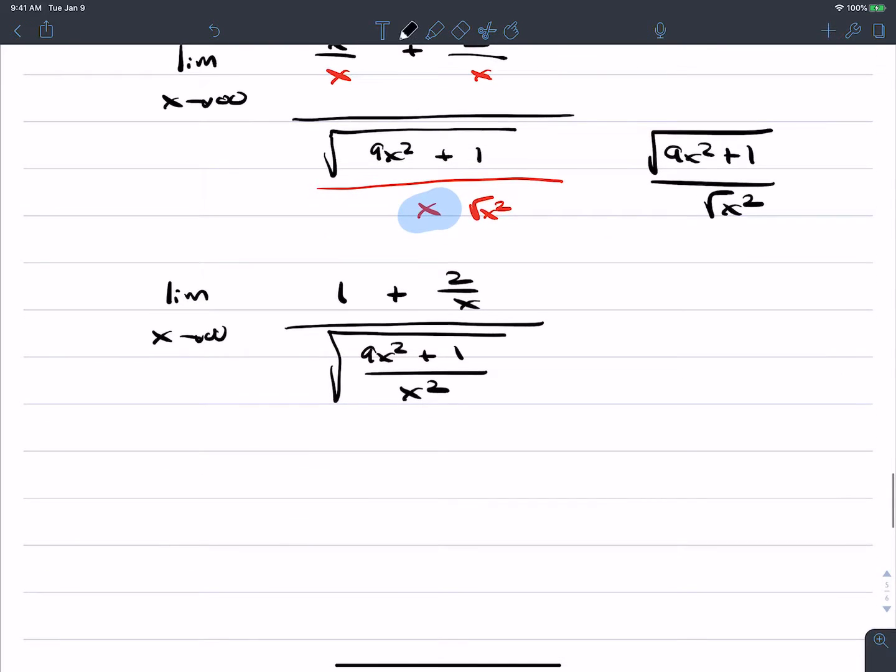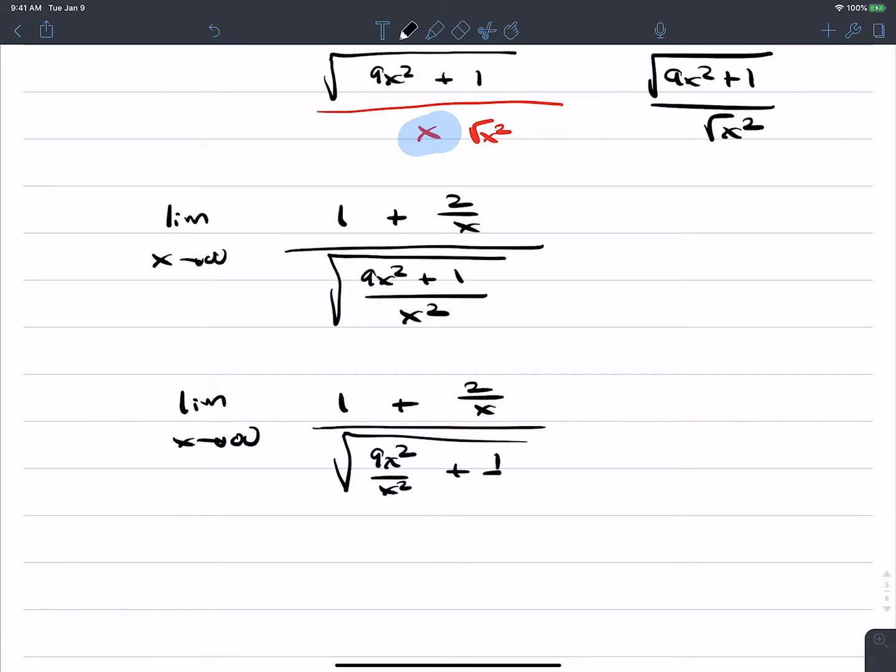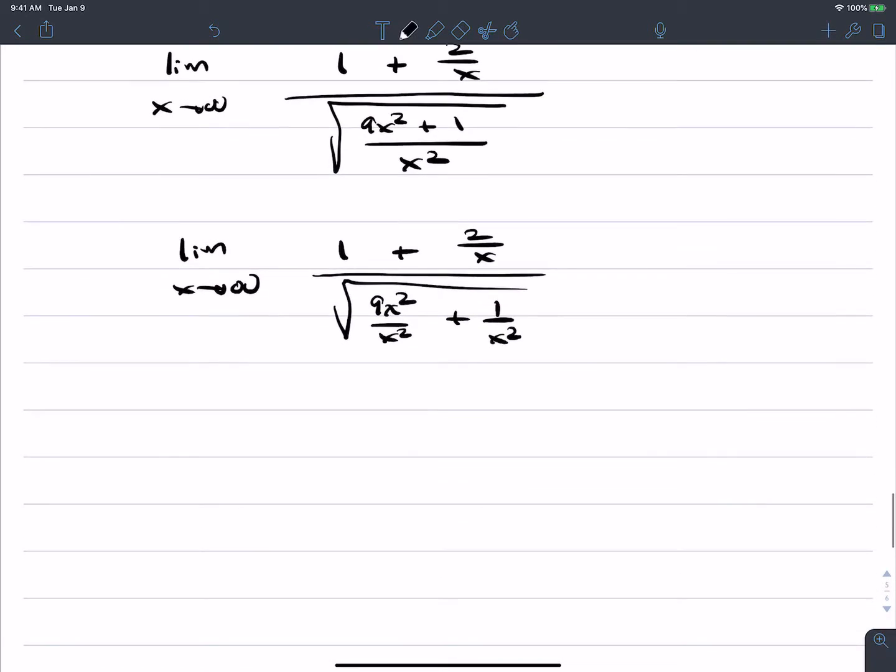What happens now is we have the limit as x gets big, 1 plus 2 over x over square root now, 9x squared over x squared plus that 1 over x squared. So the same kind of algebra is going to take place here. You got the limit, x goes to infinity, 1 plus 2 over x over the square root now of 9 plus what? 1 over x squared.